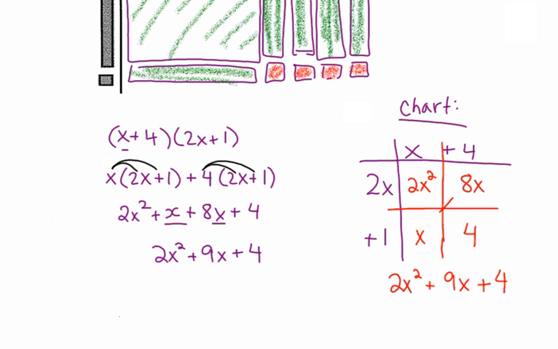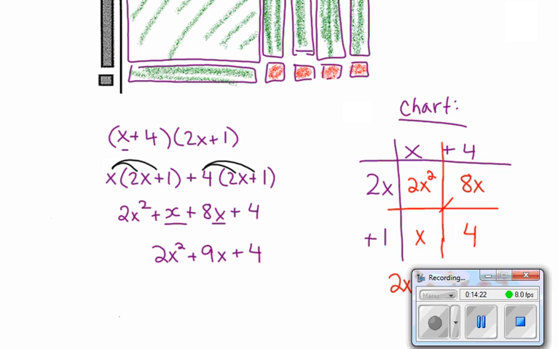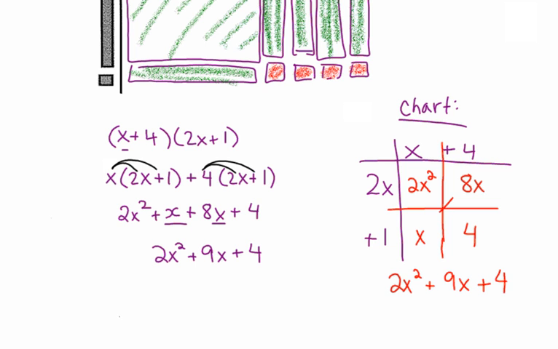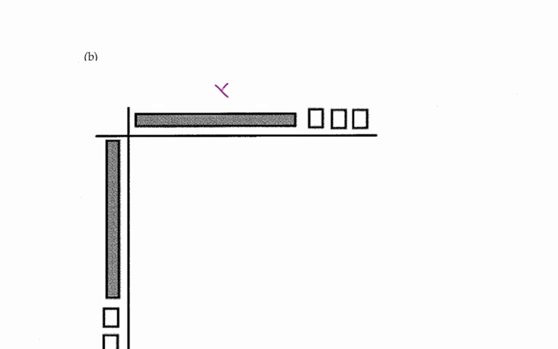One more algebra tile example. You might want to try this one on your own first. Be careful though, because it has negatives in it. So this time we have x minus 3 times... That's an x minus 3 and an x minus 2 on this dimension. All right.